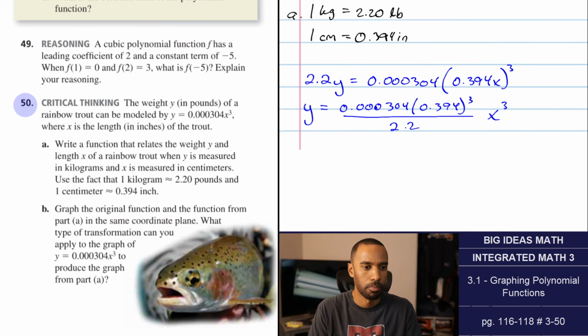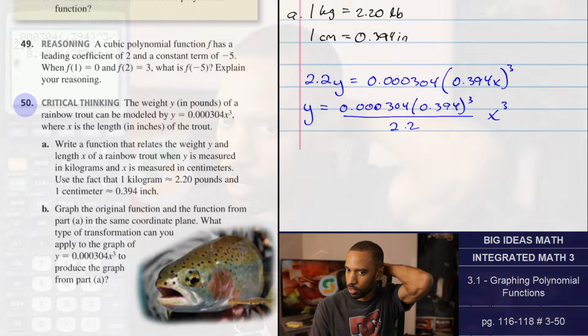0.000304 times 0.394 cubed divided by 2.2. Okay, if your calculator does the same thing, we're using scientific notation there. So what we need as an answer there is I think 5 zeros before the 8: 0.000008, 4516. I'm going to stop at 4516.